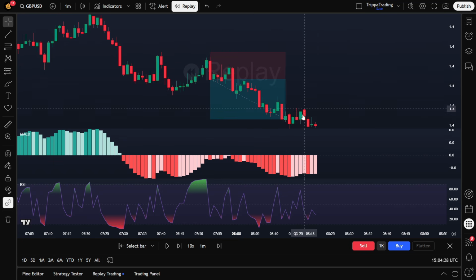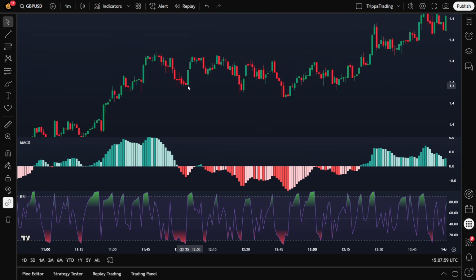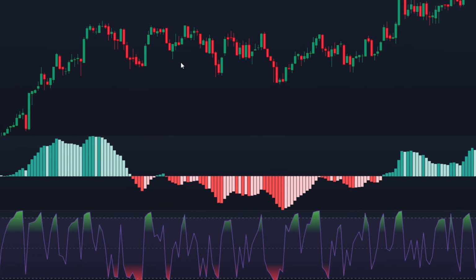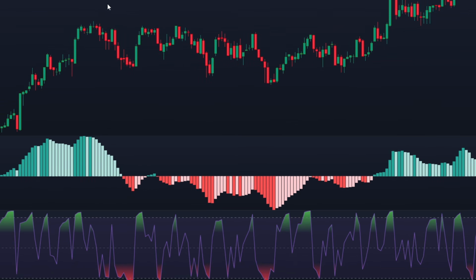But again, if the bar is light red, we wait one more candle. If the next one is dark red, then we take the trade. If not, we skip. You can improve this strategy even more by using price action or adding another filter like ADX. But even without that, the setup is pretty clean.